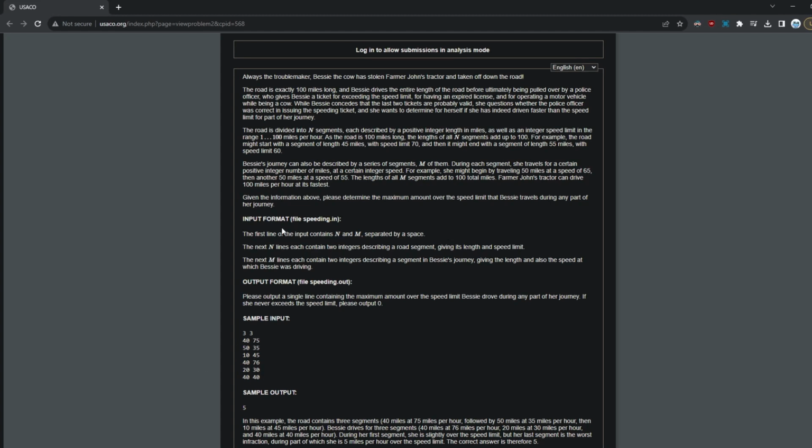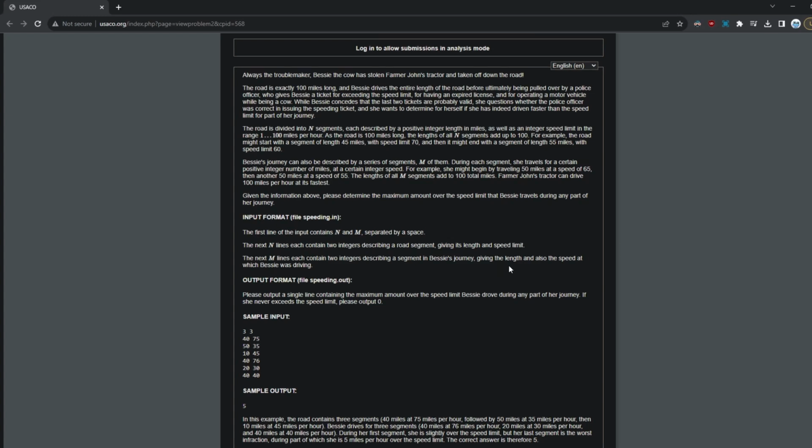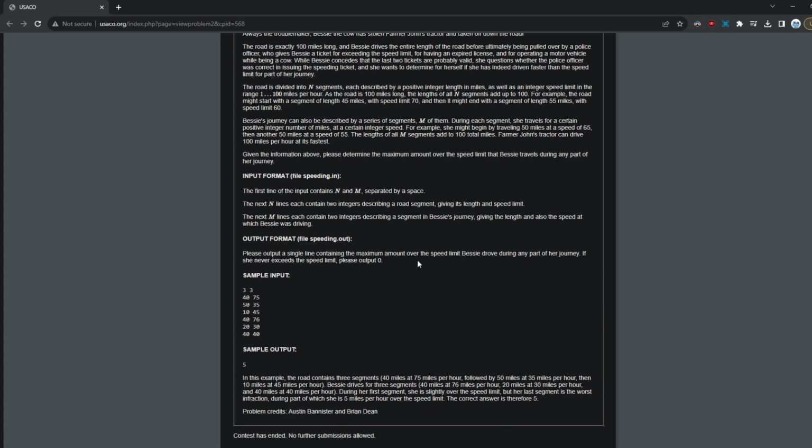The first line of input contains n and m. This is the amount of road segments and the amount of Bessie's journey segments. Then each of the next n lines contains two integers describing a road segment: length and speed limit. It's a similar thing for Bessie's journey. We just need to output a single line containing the maximum amount over the speed limit Bessie drove during any part of her journey. If she never exceeds the speed limit, please output 0.